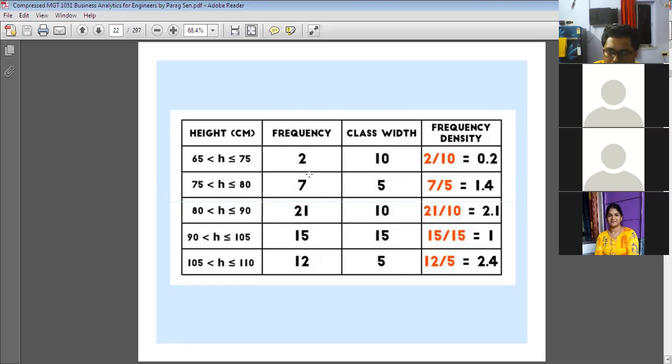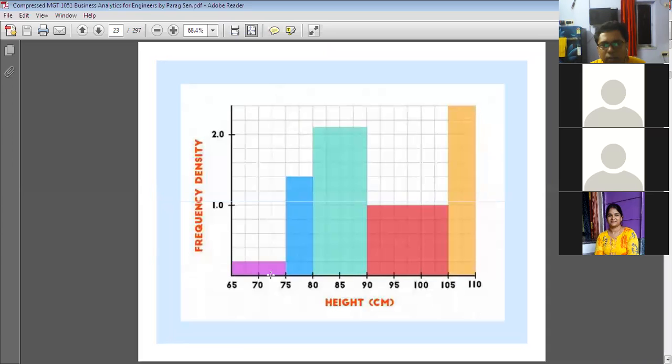Now if you plot, what will be the frequency density? If you divide 2 by 10, it becomes 0.2. Then again, frequency density, if you divide 7 by 5, is equal to 1.4. In this way we can calculate all the frequency densities. Now if you plot, you can see that different colors are used to represent different class widths.